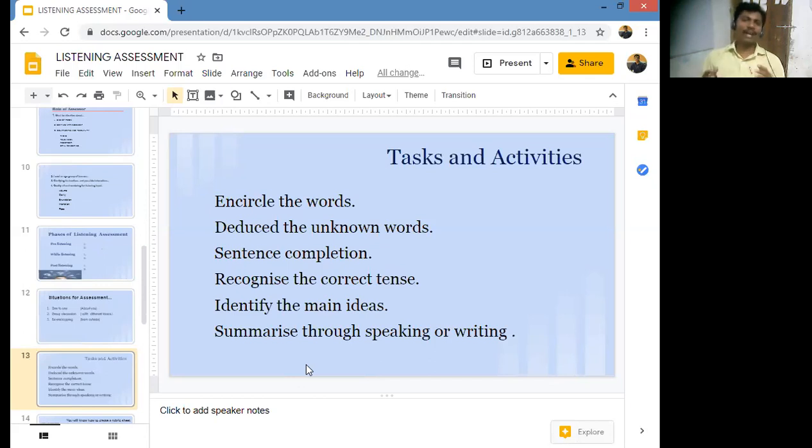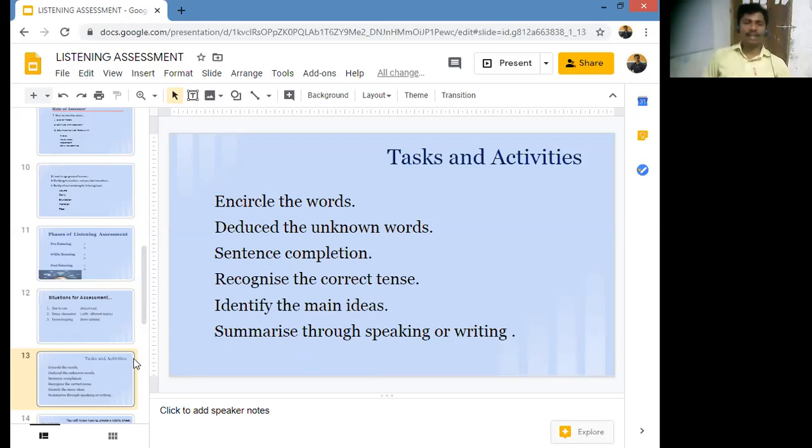Now, what activities and tasks can we consider to assess the listening skill of our learners? We can ask our learners to encircle the words. We can ask our learners to deduce the unknown words from the text. We can ask our learners to complete the given sentences, recognize the correct answers, identify the main ideas, and summarize through speaking or writing.